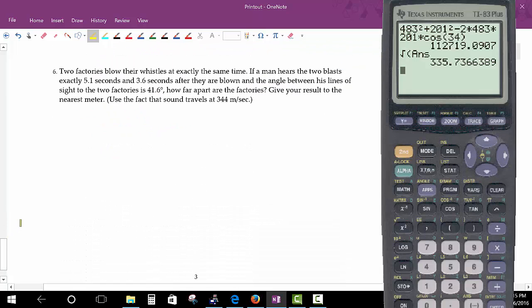Okay, so the last problem is kind of an interesting problem. This one says two factories blow their whistles at exactly the same time. If a man hears the two blasts 5.1 seconds and 3 seconds after they are blown, the angle between his lines of sight to the two factories is 41.6. We want to find out how far apart the factories are, and the thing that you need is what the speed of sound is. So what I'm going to do is have you just, let's do a little diagram. Let's say that this is factory 1, and over here somewhere is factory 2.